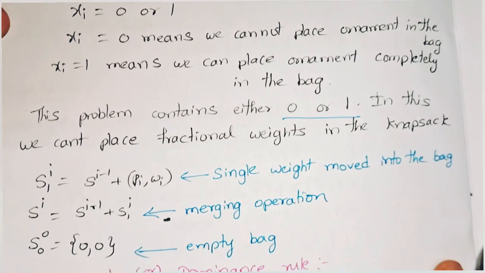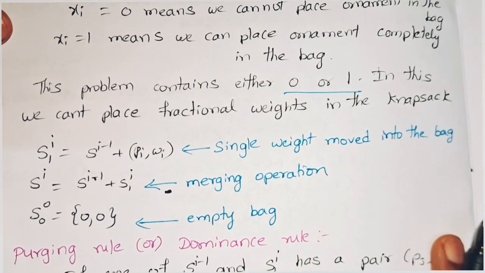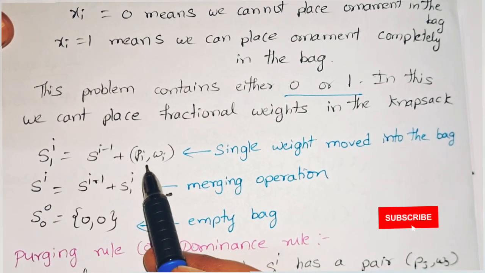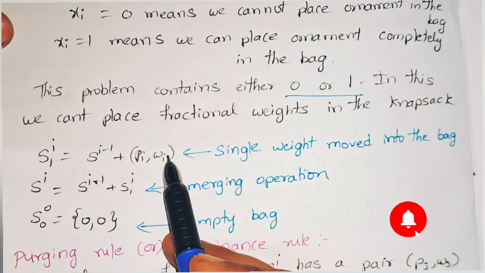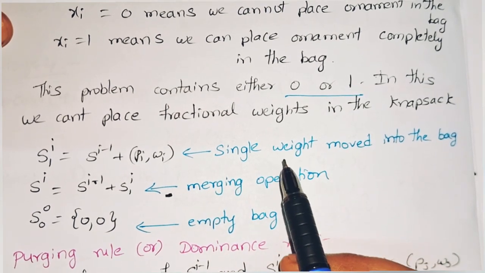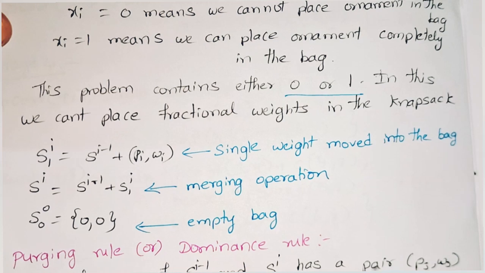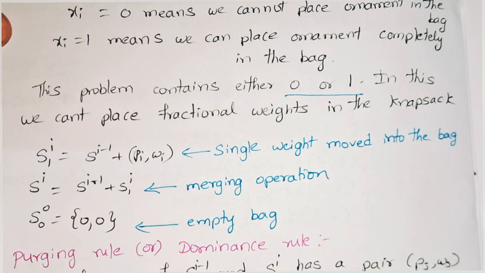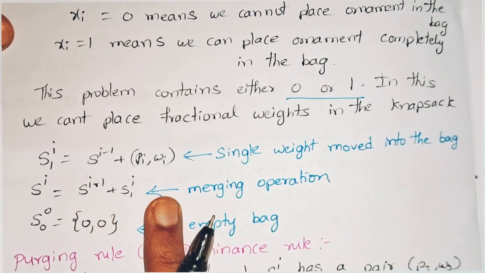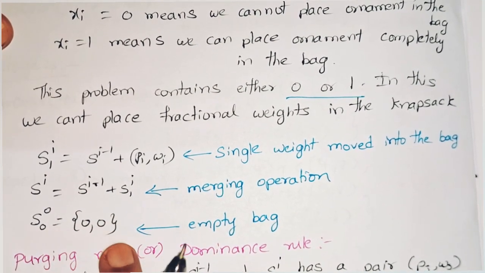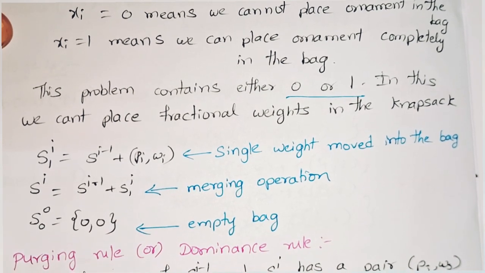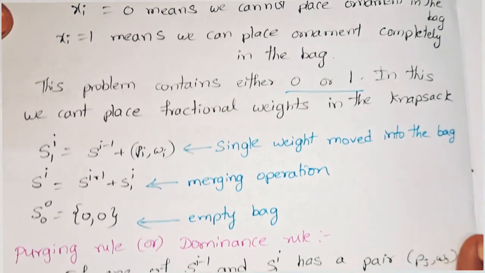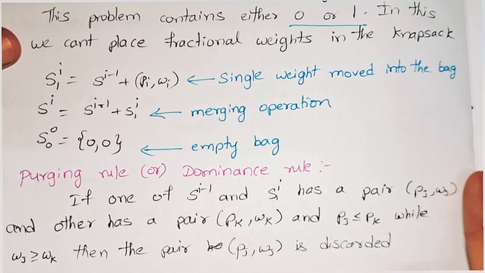Here are some of the formulas of the 0/1 knapsack problem. S^i_1 equals S^(i-1) plus (profit of the ith item, weight of the ith item). If a single weight is moved into the bag, then we apply this formula. Next, for the merging operation, we use the formula S^i equals S^(i-1) plus S^i_1. Initially the bag is empty, and we have to fill the bag such that it maximizes the profit of the bag.